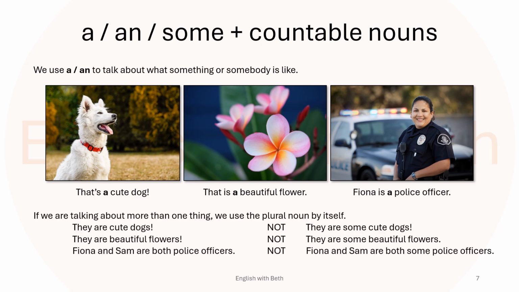If we are talking like this about more than one thing, we use the plural noun by itself. For example, they are cute dogs, not they are some cute dogs. They are beautiful flowers, not they are some beautiful flowers. And Fiona and Sam are both police officers, not Fiona and Sam are both some police officers. This is the correct form.